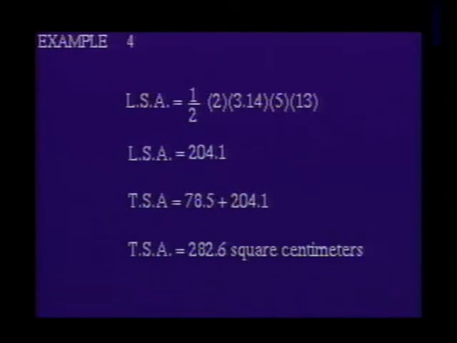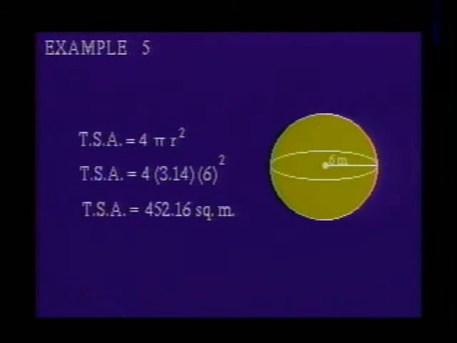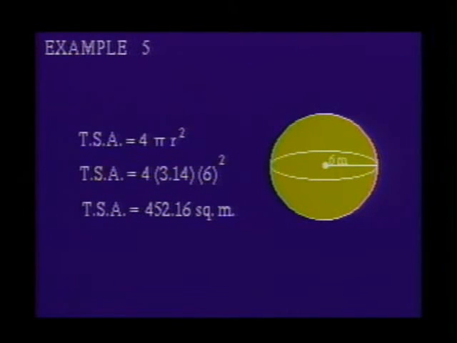The last step in finding the total surface area of this cone is to add the area of the base and the area of the lateral surface area. This gives us the total surface area equal to 78.5 plus 204.1, which is equal to 282.6 square centimeters. Example 5. Find the total surface area of a sphere with a 6-meter radius.